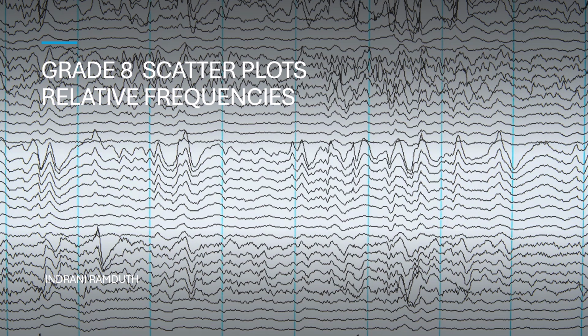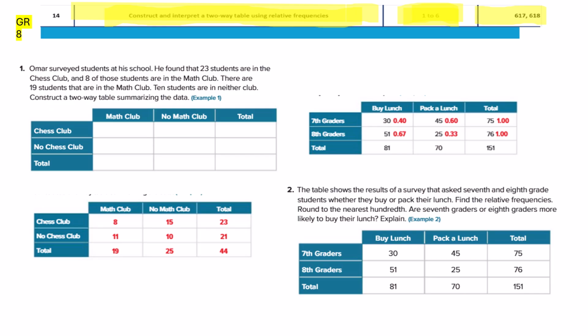Our topic for today is scatter plots and relative frequencies. So we are going to look at question 14, which says construct and interpret a two-way table using relative frequencies. We're going to look at questions 1 to 6, page 617 and 618.